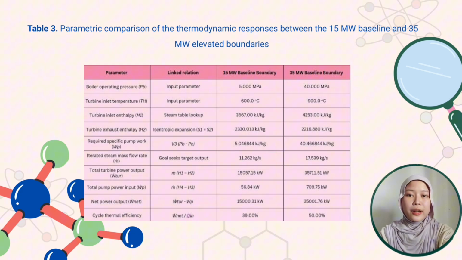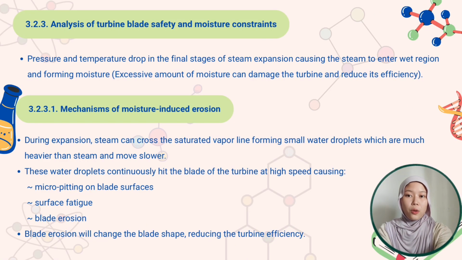Although the 35 megawatt design achieved higher efficiency, we also needed to examine whether it remains safe for long-term turbine operation. One major concern in steam turbines is moisture formation during the expansion process. As steam expands through the turbine, its pressure and temperature decrease. If the steam enters the wet region, small water droplets begin to form.